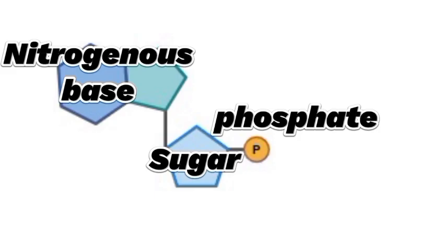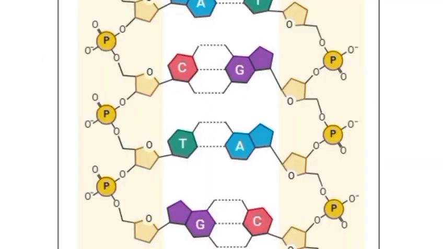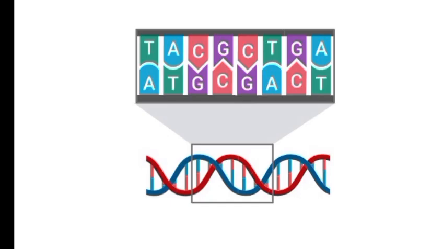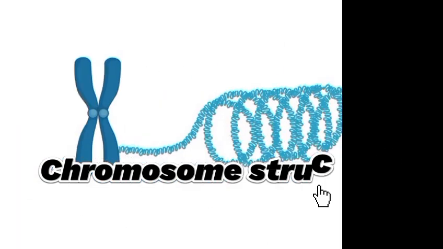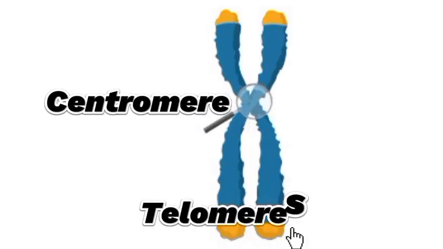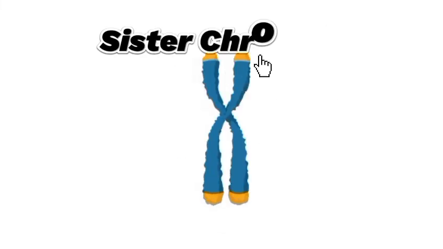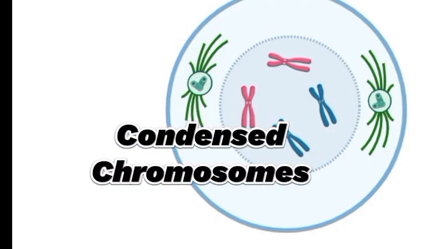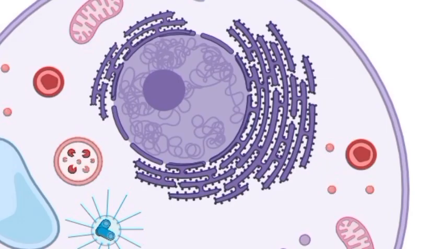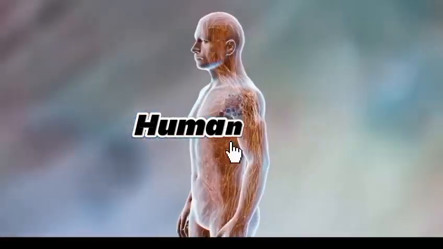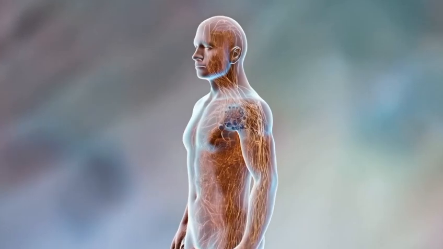Now let's zoom back out and put everything together. Nucleotides form DNA, DNA with proteins forms chromatin, chromatin highly condensed forms chromosomes, chromosomes are located inside the nucleus, and the nucleus is one of the major organelles inside the whole cell, and the cell is the basic unit of the whole organism.